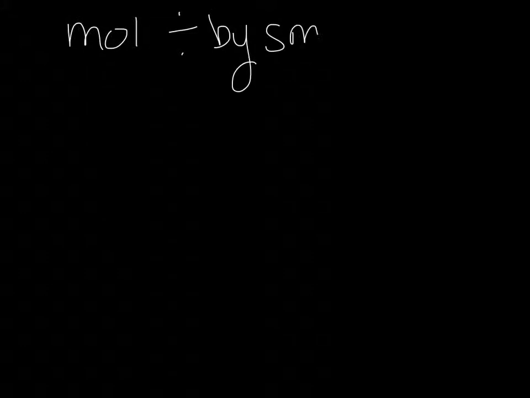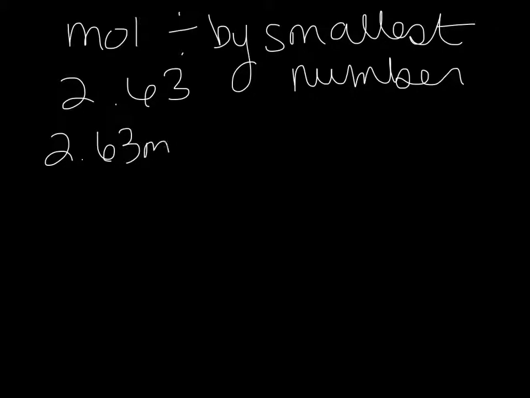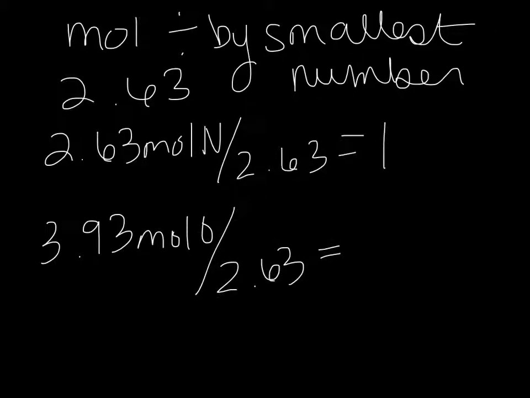Next process is I take my moles and I divide by the smallest number. My smallest number from before was 2.63, so I divide both numbers by that so I can get whole numbers, because I remember for my empirical formula, I want whole number ratios. So 2.63 moles of nitrogen divided by 2.63, and then my 3.93 moles of oxygen divided by 2.63 gives me 1 and 1.5.